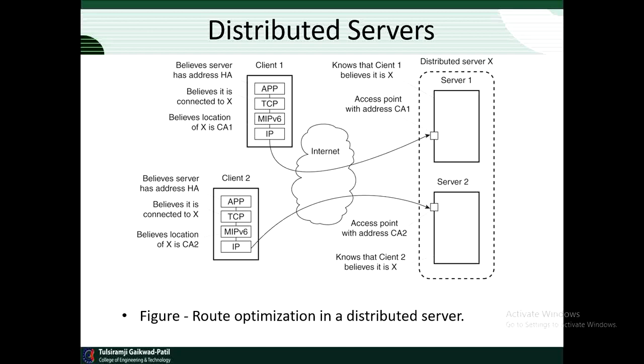the distributed server. Now we will see in this diagram how the route optimization in the distributed system is to be done. A simple configuration would make the home agent as well as the access point a potential bottleneck, as all traffic would flow through these two machines.